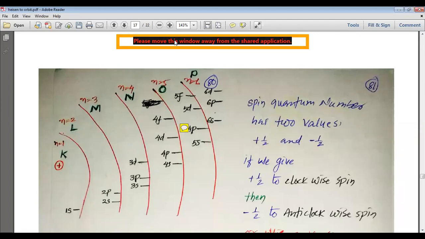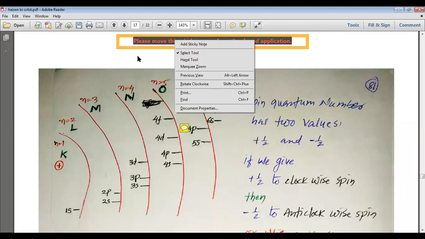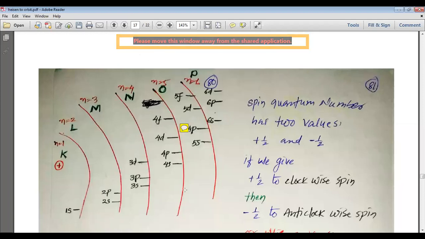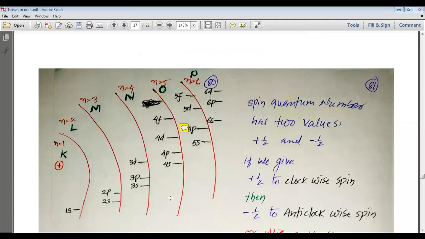I have tried to write these orbitals, I have arranged them in such a way that you can even understand their energies. So the energy of 4d is between the energy of 5s and 5p. The energy of 5d and 4f is between 6s and 6p. That is going to be helpful in future to understand some of the concepts.